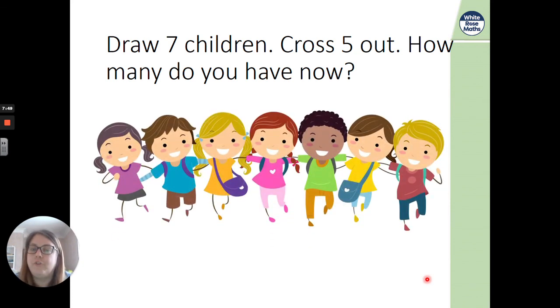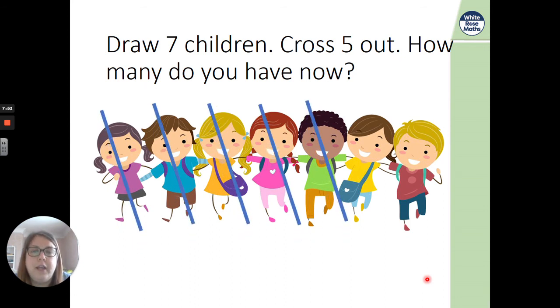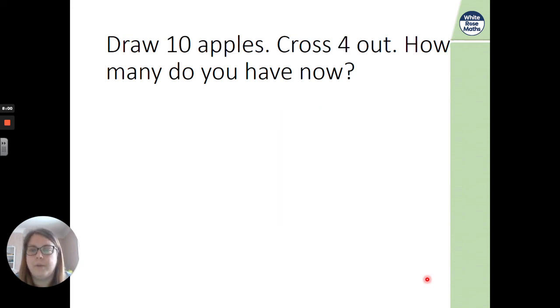So here I have, I've drawn my 7 children. Then I've crossed 5 out. How many do I have now? I've got 2. Well done if you got that one right. Next one. Draw 10 apples. Cross 4 out. How many do you have now?